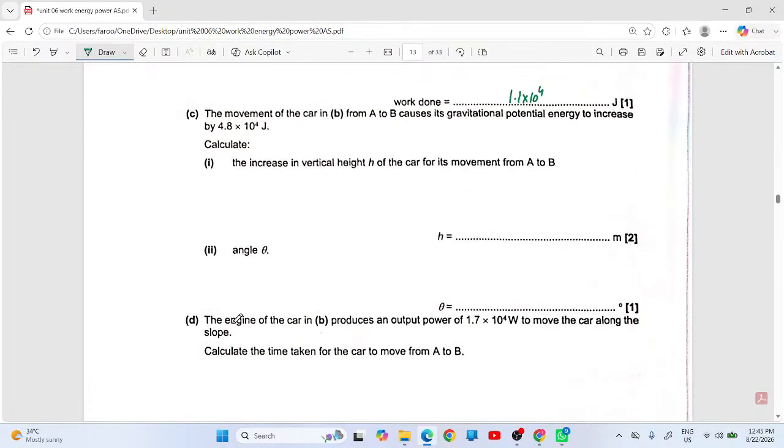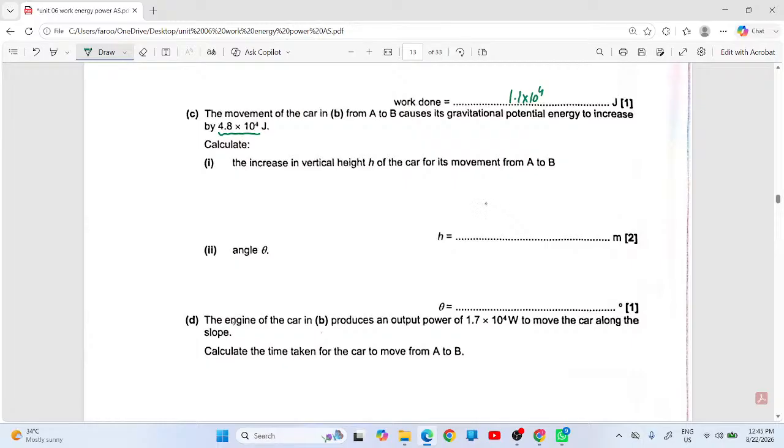Next, C part. The movement of the car from A to B causes an increase in the gravitational potential energy. The increase in vertical height h of the car for its movement from A to B, we have to find.